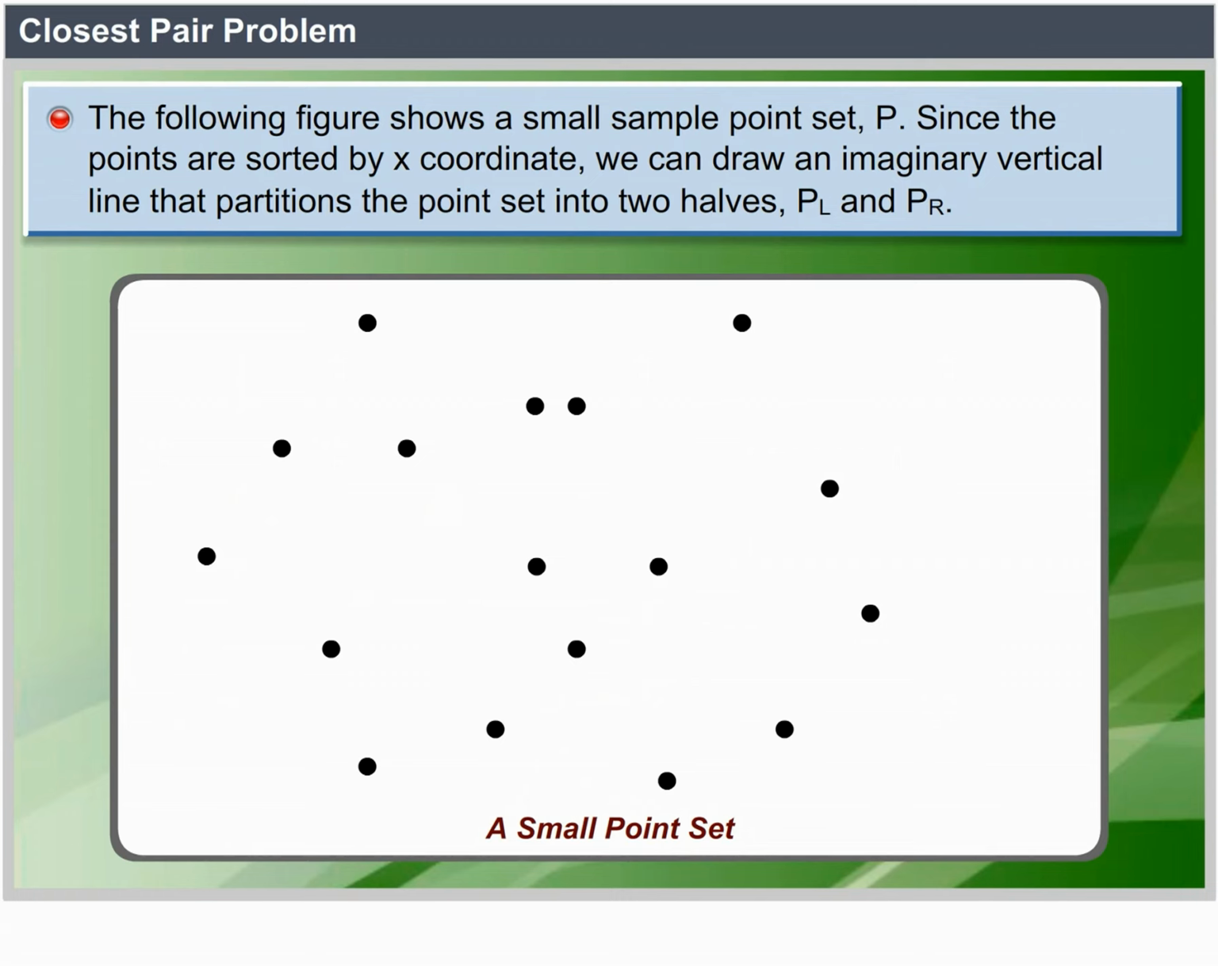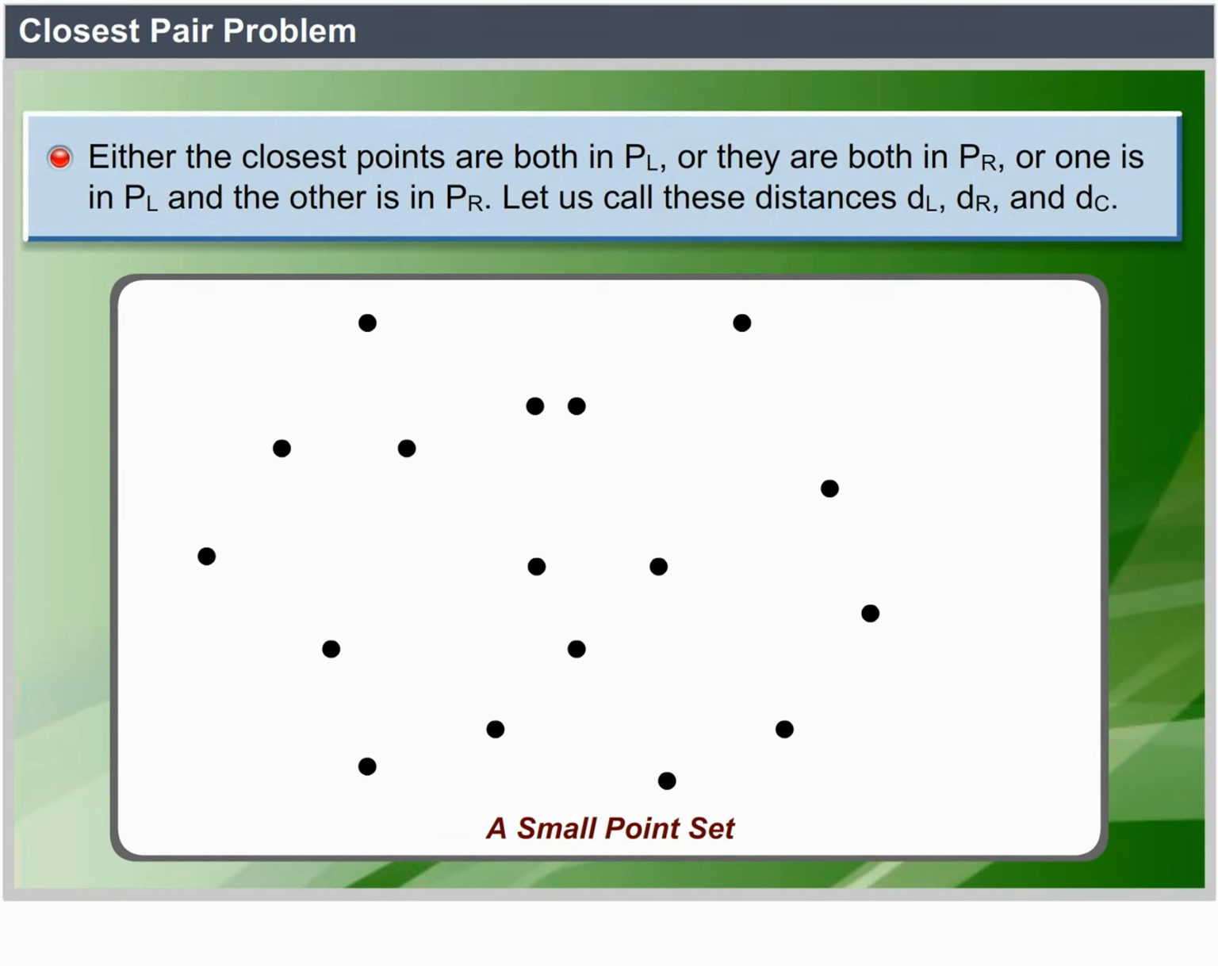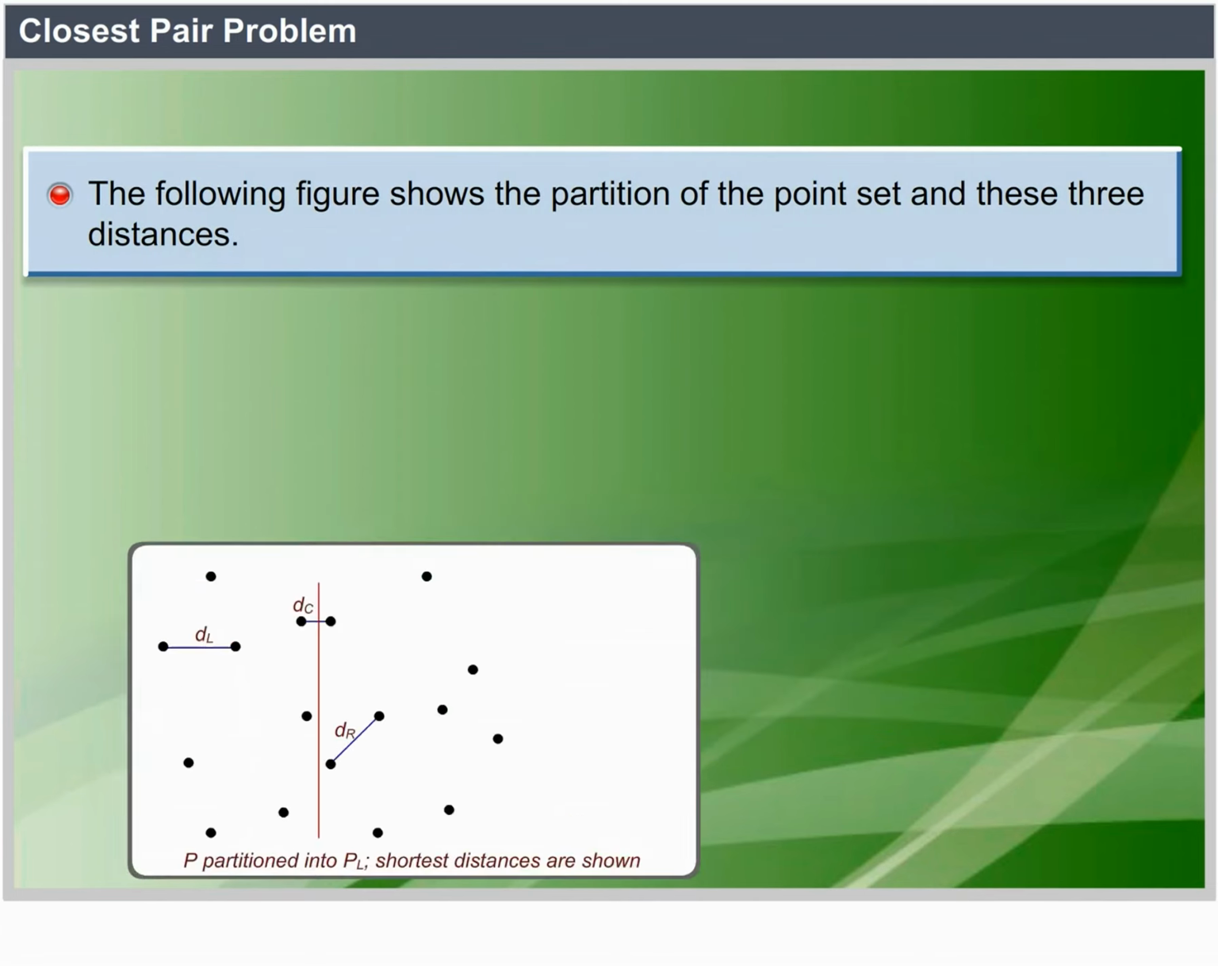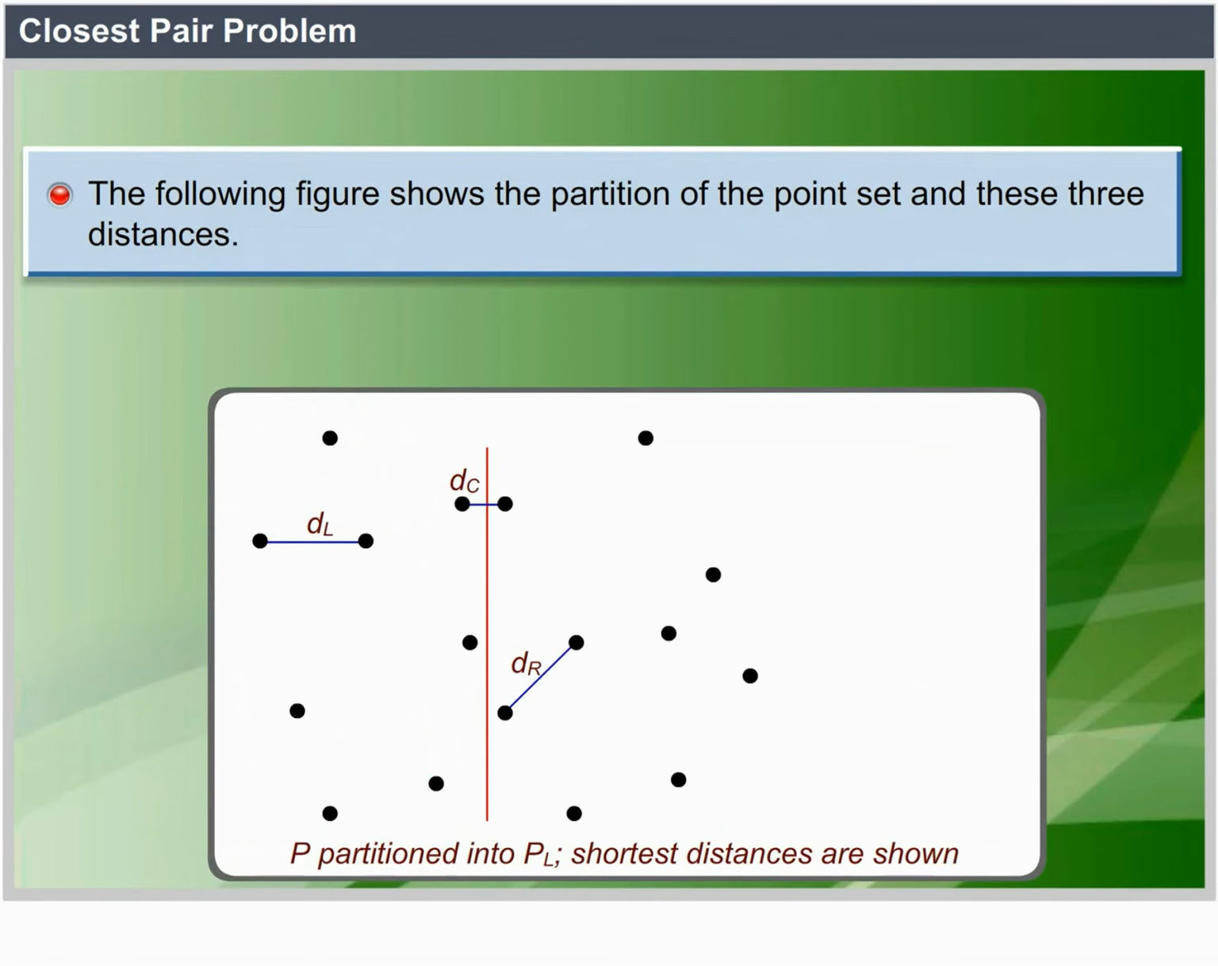This figure shows a small point set. Either the closest points are both in PL, or they are both in PR, or one is in PL and the other is in PR. Let us call these distances DL, DR and DC. The following figure shows the partition of the point set and these three distances. This figure shows P partitioned into PL and PR. Shortest distances are shown here.